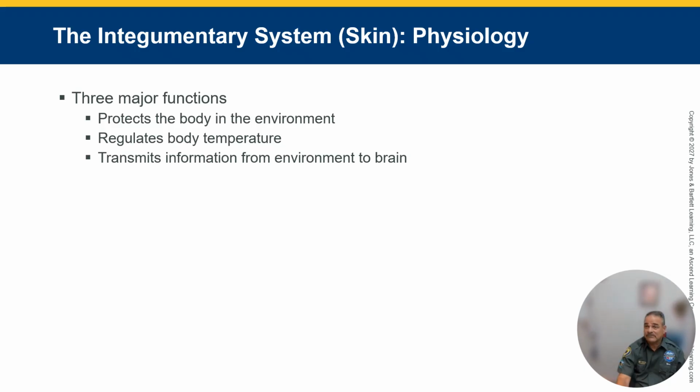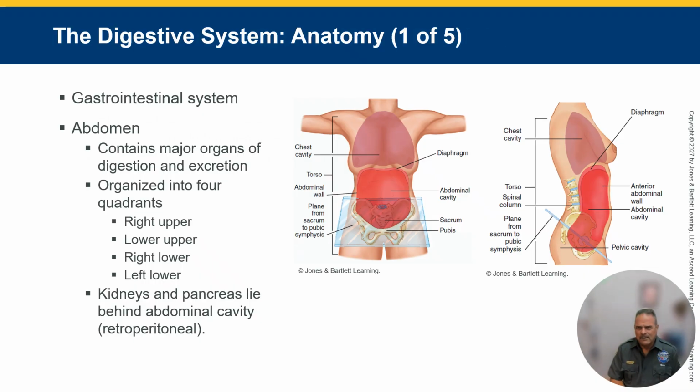All right, good. Next, we're going to talk about the digestive system. All right, resuming on. So the digestive system is also called the gastrointestinal system because gastro means stomach, and intestinal, obviously, the intestines. The components of the digestive system will begin with the abdomen. The abdomen contains major organs of digestion and also excretion.